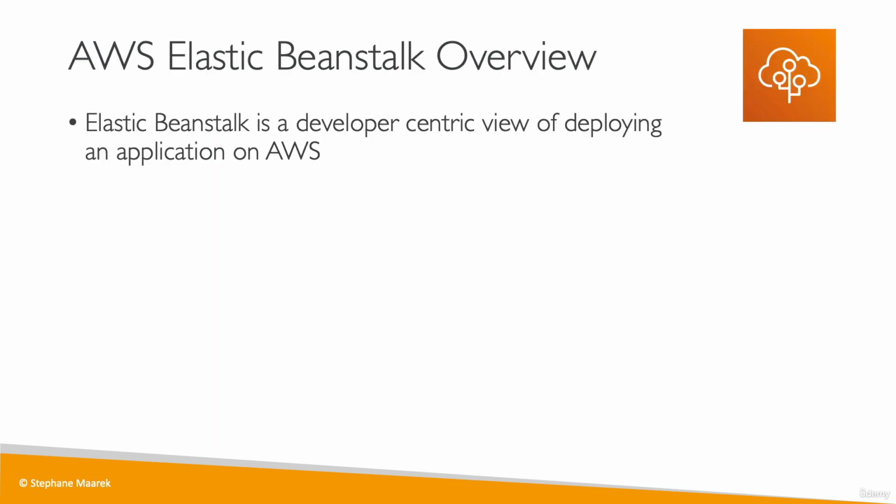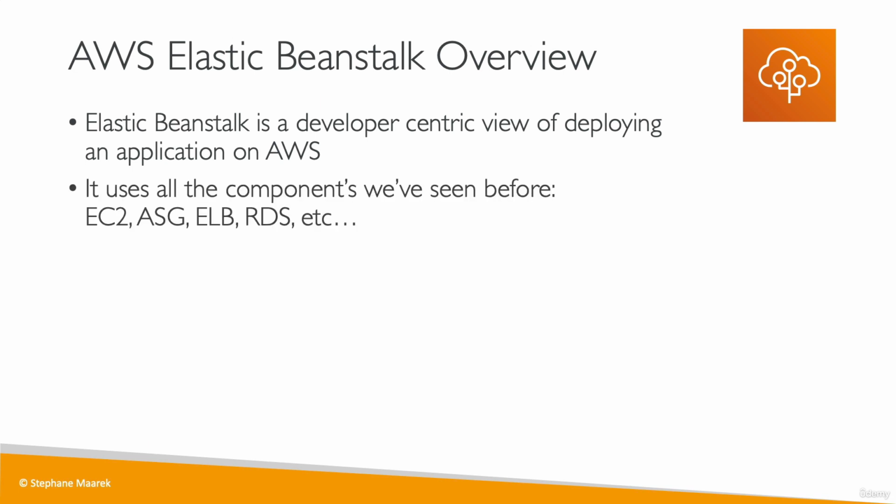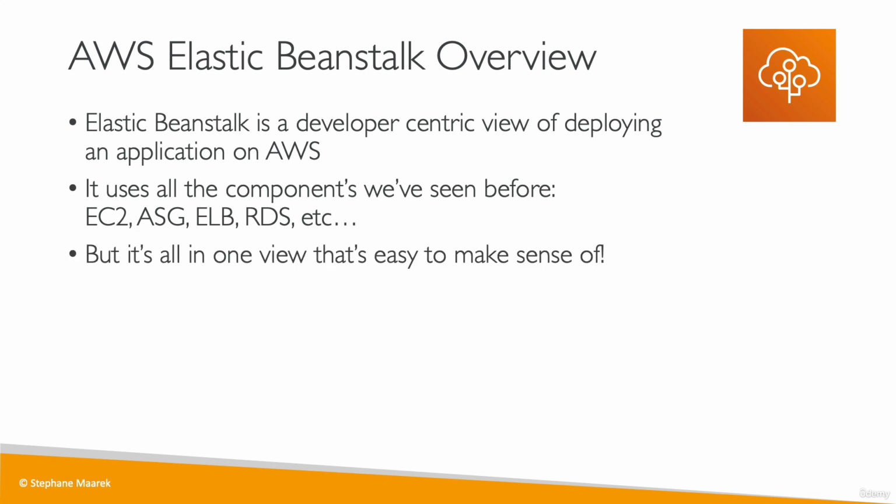So Elastic Beanstalk is a developer-centric view of deploying an application on AWS. So behind Beanstalk, we have the same components we've seen before. So your EC2 instances, your autoscaling group, your Elastic Load Balancer, your RDS database, etc. But in Beanstalk, it's a developer-centric view, so it's one view that's easy to make sense of with everything in it. And we still have control over the configuration of all the components, but it is all within Beanstalk.